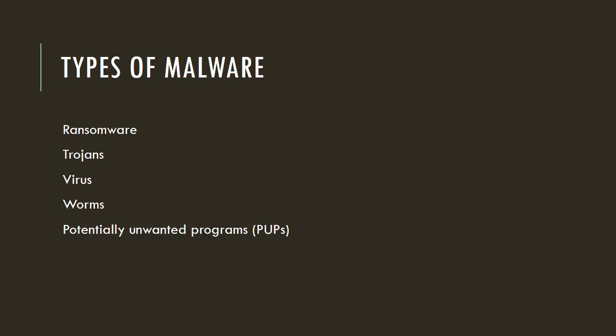Potentially unwanted programs, or PUPs, also called potentially unwanted applications, are programs that may include advertising, toolbars, and pop-ups that are unrelated to the software downloaded and installed, and PUPs often come bundled with other software that you install.